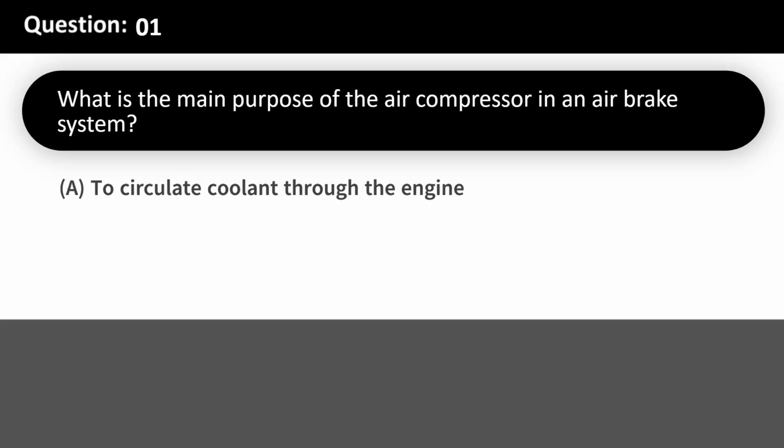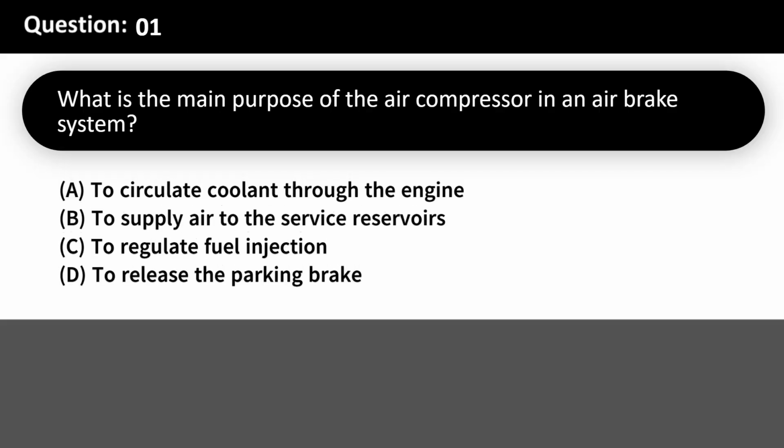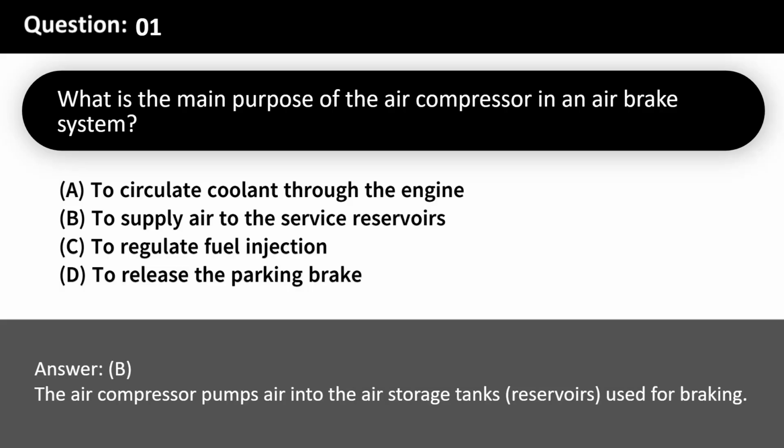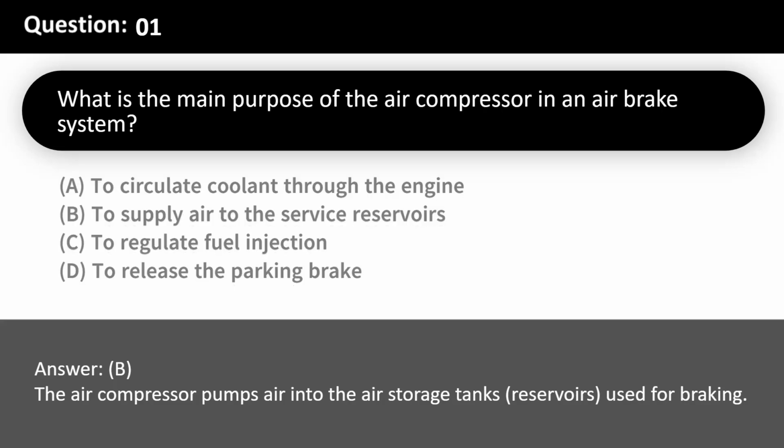What is the main purpose of the air compressor in an air brake system? A. To circulate coolant through the engine. B. To supply air to the service reservoirs. C. To regulate fuel injection. D. To release the parking brake. Answer B. The air compressor pumps air into the air storage tanks, reservoirs, used for braking.